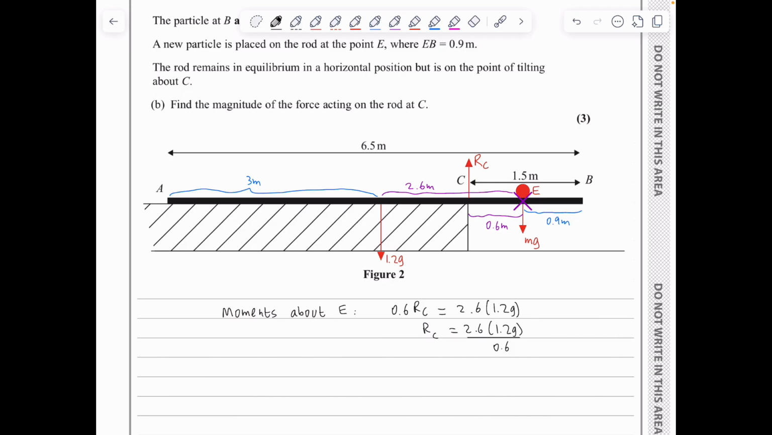Now if I proceed by substituting g to be 9.8 and plugging this into the calculator, we get RC to be 50.96. But since we have used g to be 9.8, we need to give our answer to 2 or 3 significant figures. So RC turns out to be 51.0 newtons.